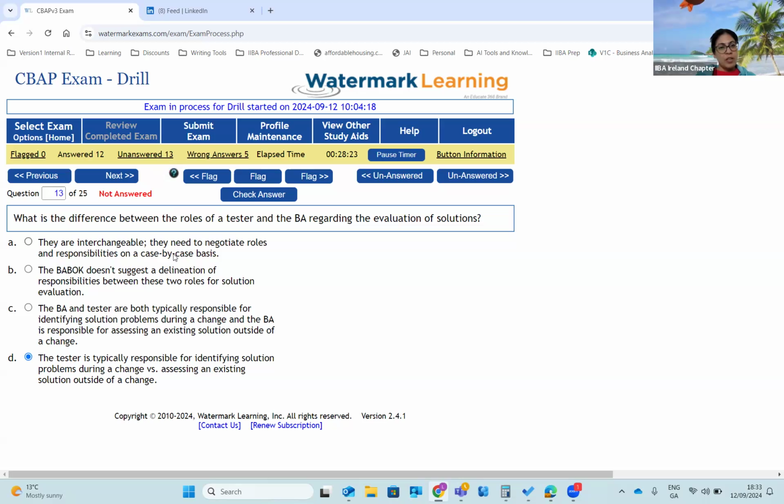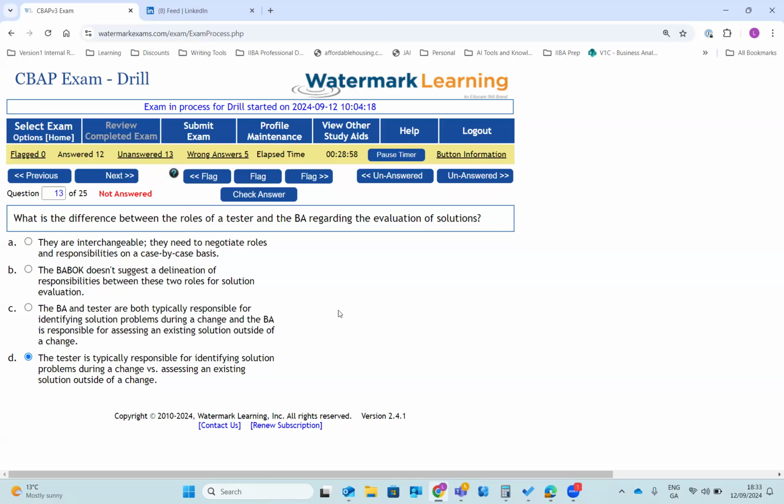I'm sure we can eliminate A 100% because they are not interchangeable for sure. Yeah, and B too, right? We do not use it. We use a split between two roles. Although in the real world, we do work interchangeably as a tester too in some cases. Yes, but that's not what the book says. Yeah, BABOK doesn't say that. Yeah, that's the case.